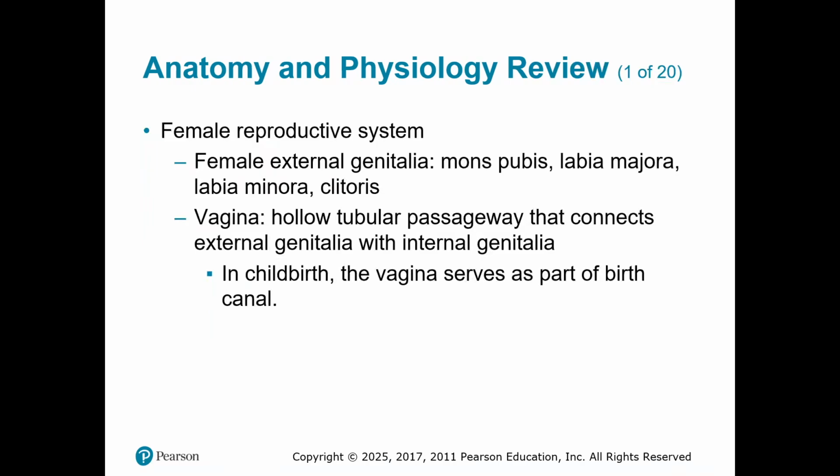The female reproductive system consists of the external genitalia: the mons pubis, the labia majora, the labia minora, the clitoris. The vagina is a hollow tubular passageway that's going to connect the external genitalia with the internal genitalia. In childbirth, the vagina serves as part of the birth canal.